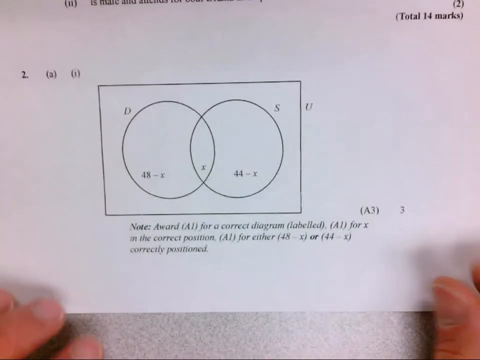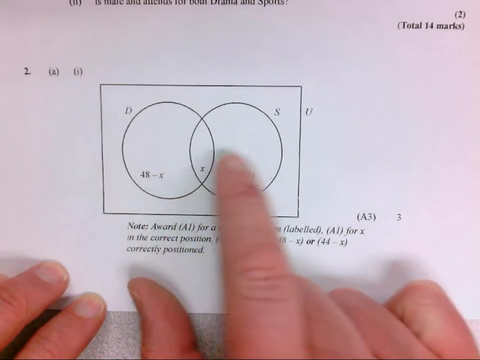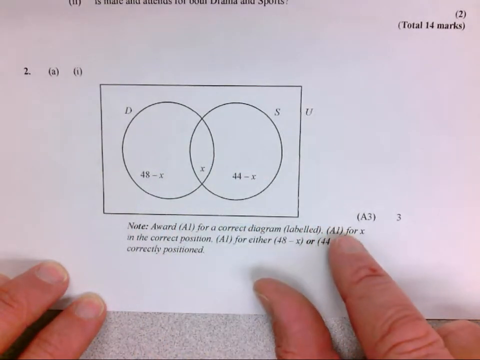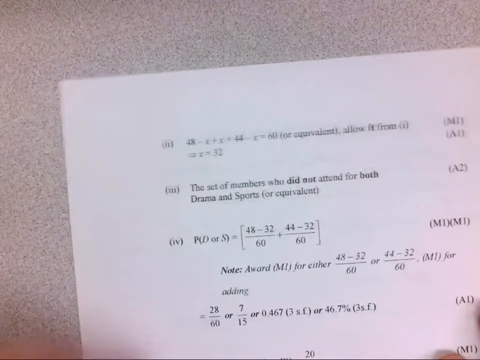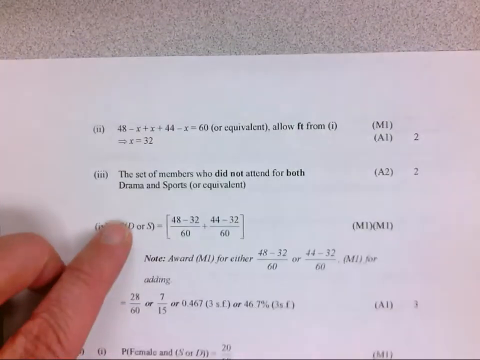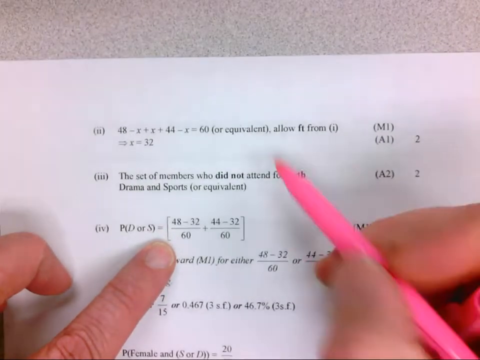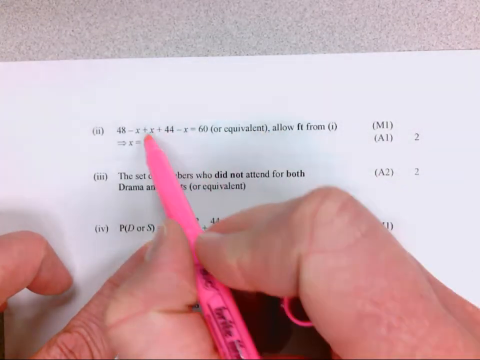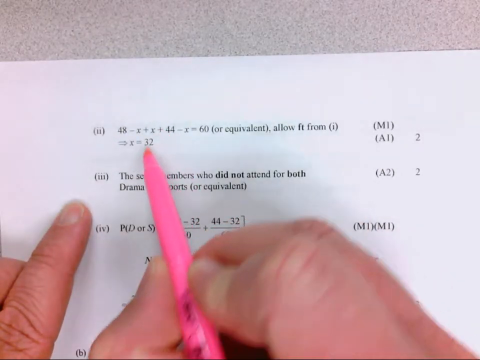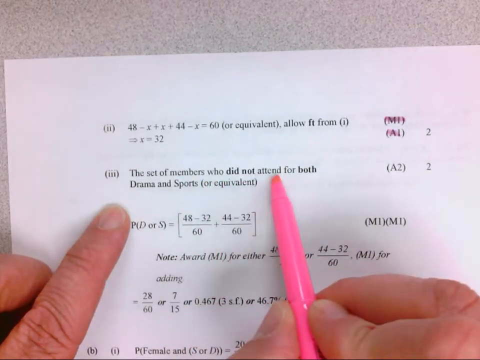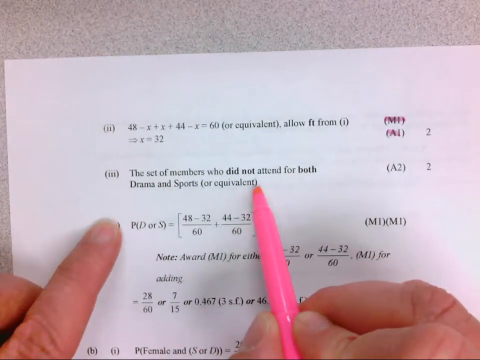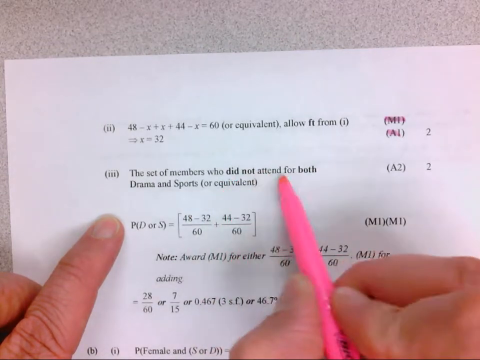So let's look at the mark scheme. Three points: 1 point for the correct diagram, 1 point for the correct position, and then 1 point for either one of those correct positions. Equation: notice you get 1 method point for that equation, or you could simplify and get x equals 32. So you get M1 A1 there. The set of members who did not attend both drama and sports, or equivalent. So what we said was drama or sports, but not both. That is the key right there.